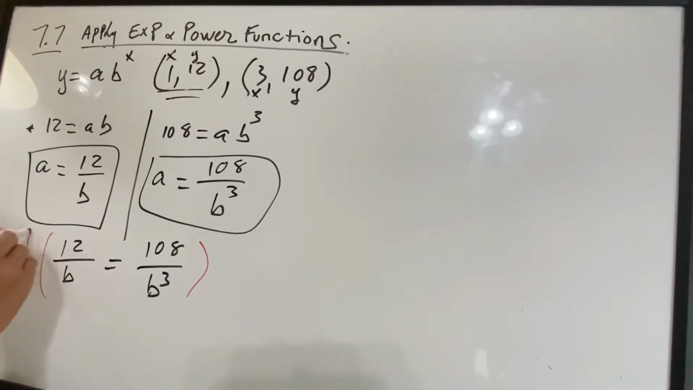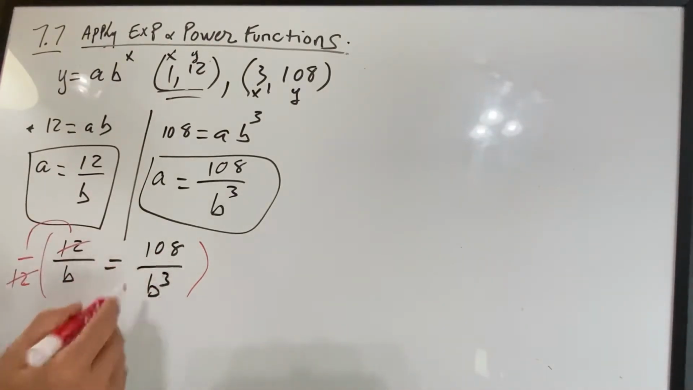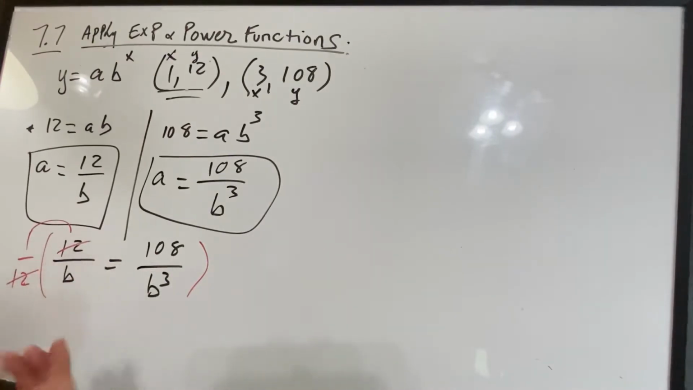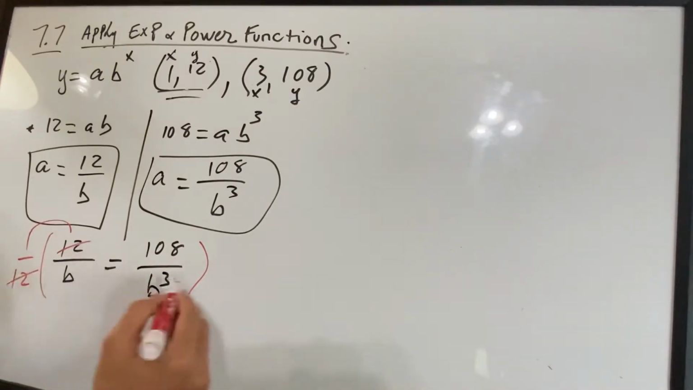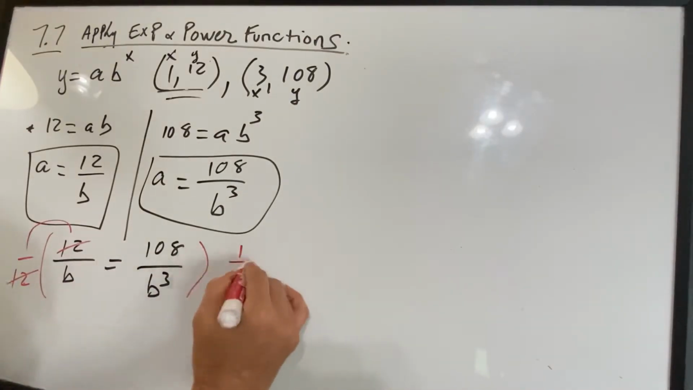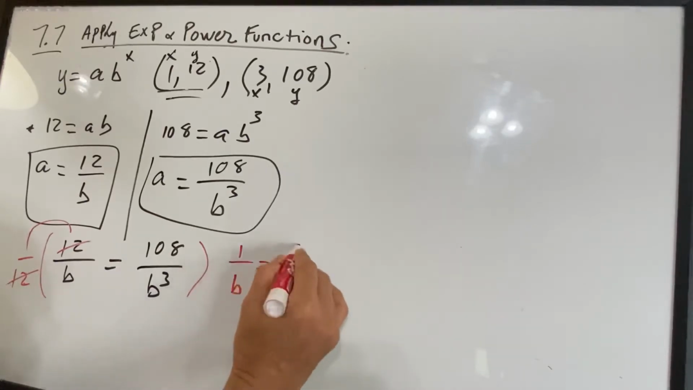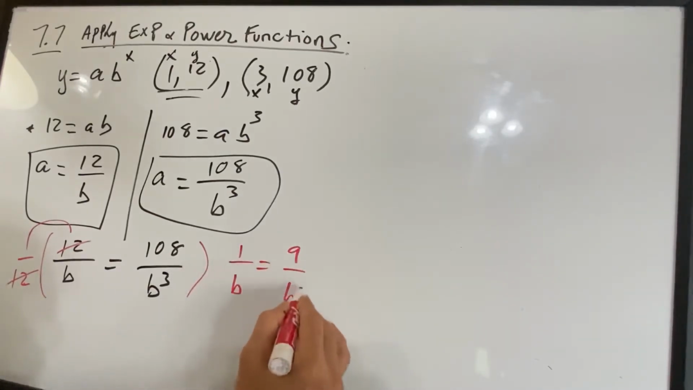So I get distributive in, you got that right there. And times this in, you got 108 divided by 12. You will have 9. That is correct. So after you times 1 over 12 on both sides, you have right now 1 over b equals 9 over b to the third. Notice that right there.